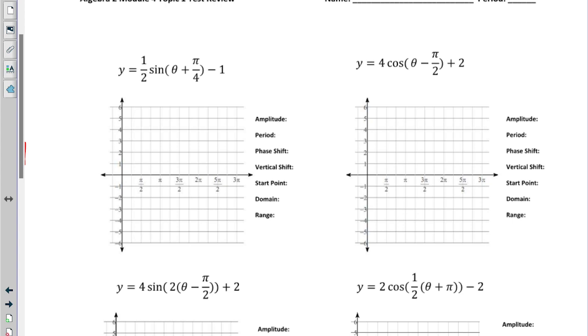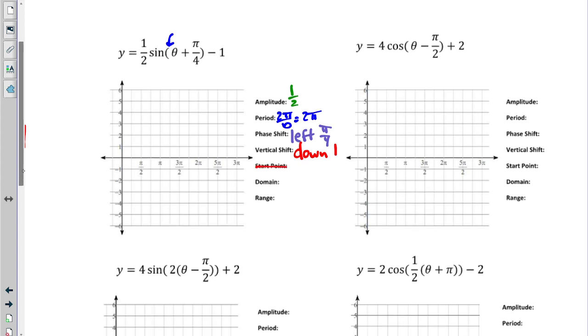The amplitude is 1/2. So that means on this graph, it's going to be a little weird. We're going to go half a box up and half a box down. Okay. Our period is always 2 pi over b. Since b is nothing, like there's no value multiplying theta, my period is just going to be 2 pi. Okay. My phase shift is going to be plus pi over 4. Plus is actually to the left, and so that's going to be left pi over 4. And then my vertical shift is down 1. Okay. I don't care about start point, to be honest.